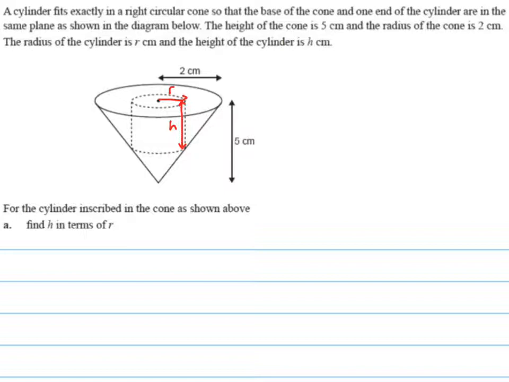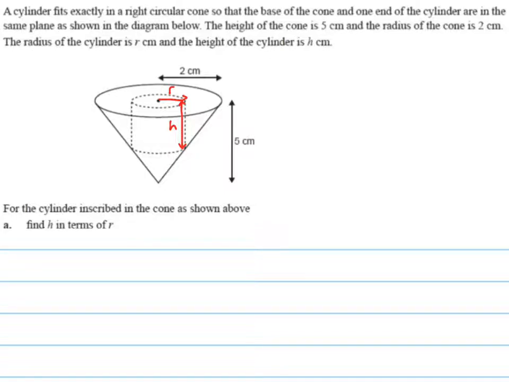Now what are we supposed to do? For the cylinder inscribed in the cone, that can change dimensions, guys. If R gets smaller, then H is going to get deeper so that the cylinder sits flush in against the edge of the sloping sides of the cone, if you know what I mean. Now, we've got to find H in terms of R.